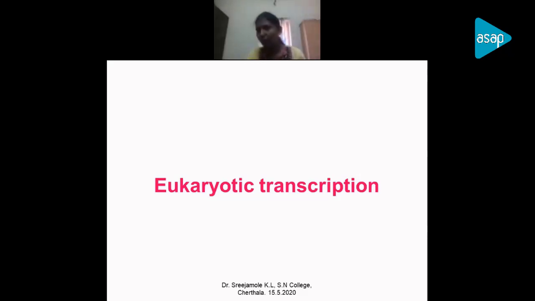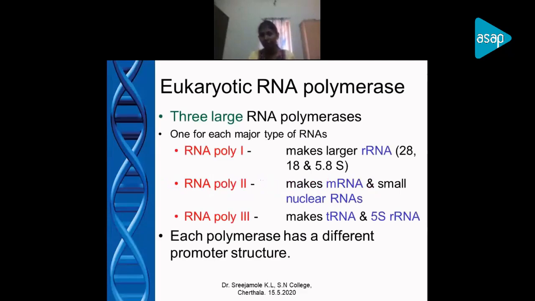So we will be moving on to eukaryotic transcription. Eukaryotic transcription is a little bit different from prokaryotic transcription, because the main factor is the RNA polymerase enzyme. Unlike the prokaryotic RNA polymerase, where we have seen only one single RNA polymerase, which is enough for synthesizing all 3 RNAs, here we can see 3 polymerases. They are designated as RNA polymerase 1, 2, and 3.